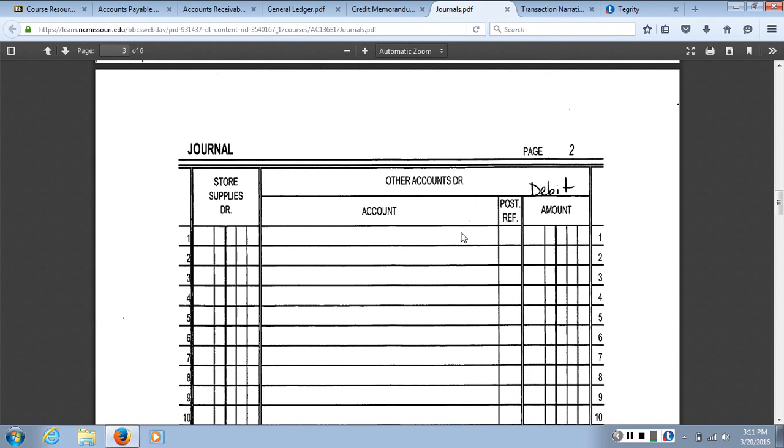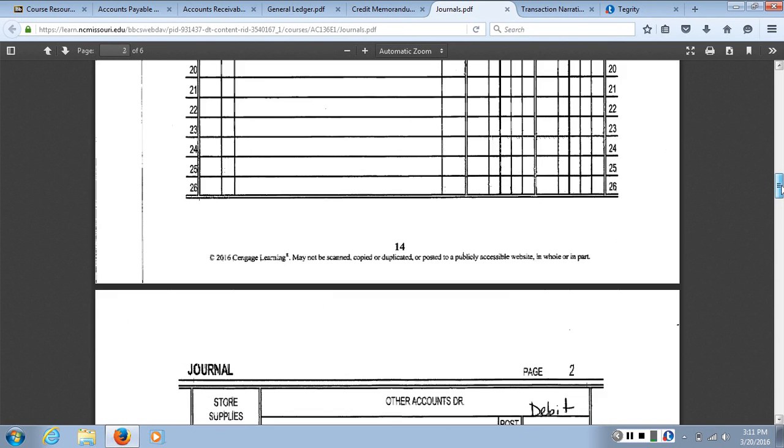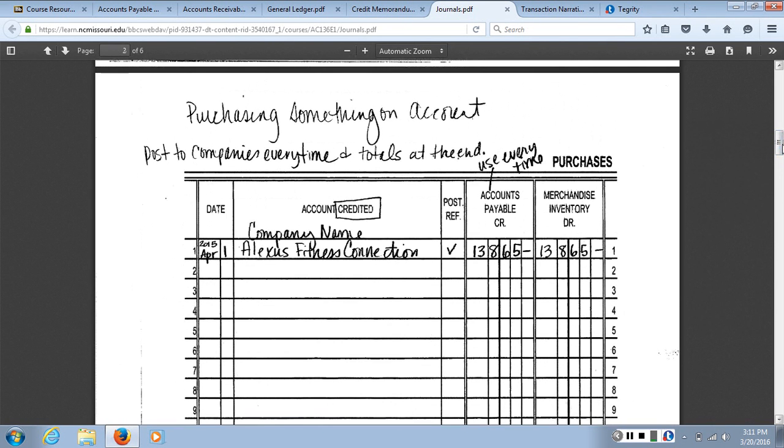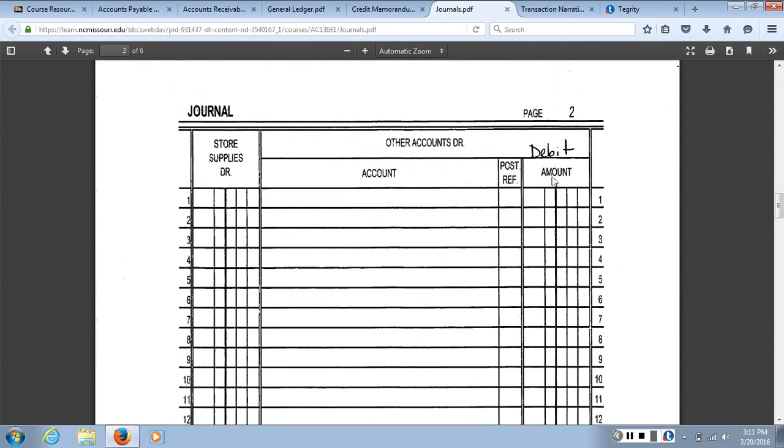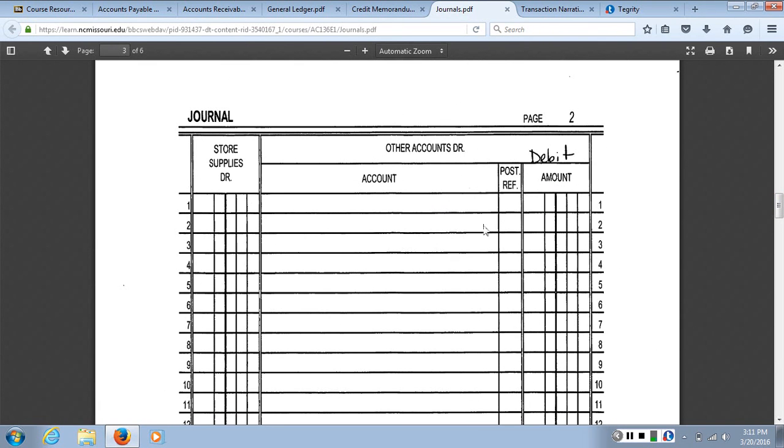If it wasn't merchandise and it wasn't store supplies, it will have to go in the other amount column over here. So you'll write whatever you bought on the account line and then the amount. As far as posting goes, I did write up here, you're going to post to the companies every time, and you're going to post the totals at the end. One thing I did forget to write is that anytime you put something in the other column, you will go ahead and post it to that account as well.